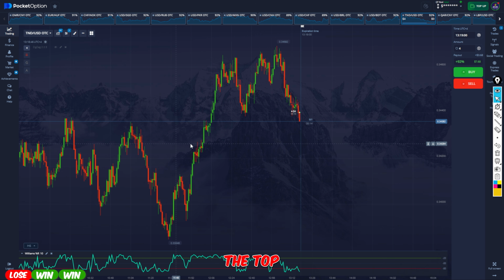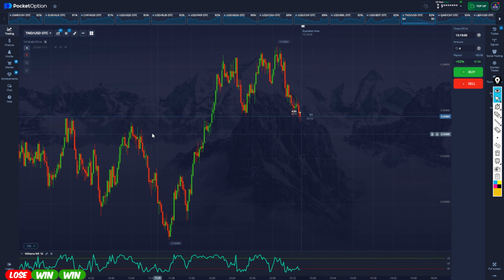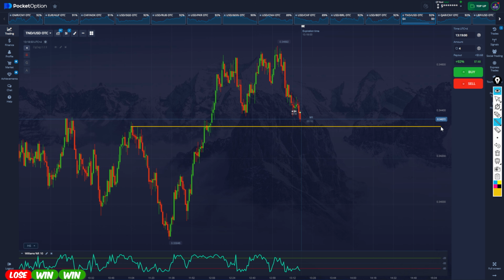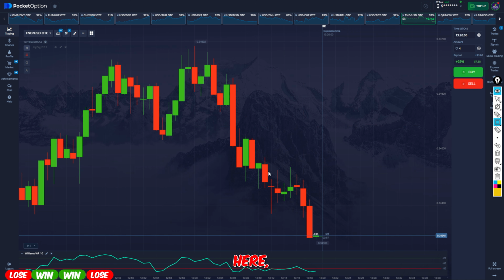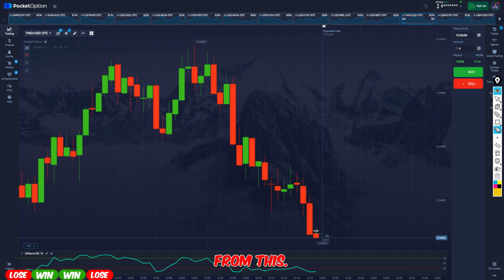I will not go for double trades. Okay, now no, I'm waiting for the doji to break. Okay, here is another one. Okay, I took here because we have a doji, and this doji has been broken from this.